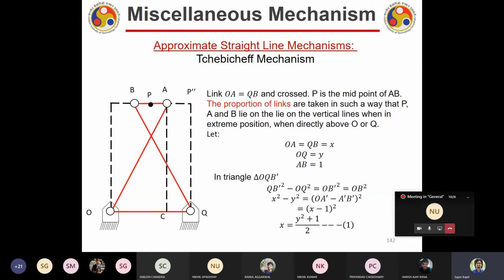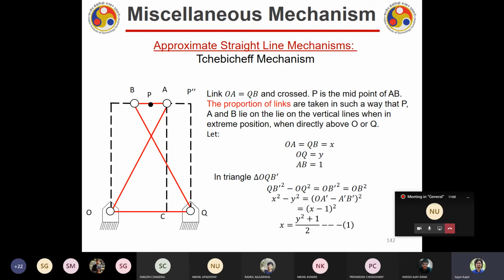Now next is the Chebyshev mechanism. The Chebyshev mechanism is also a straight line mechanism. What happens in this mechanism? There's a link OA. This is the link OA. It is equal to link QB, this link QB, and they both are crossing like this. It is not that this is connected here and this is connected there. They have to cross each other. Fine. Now P is the midpoint of link AB.